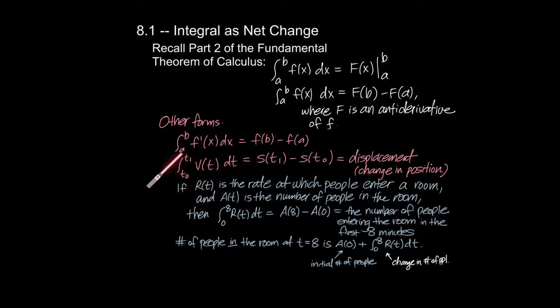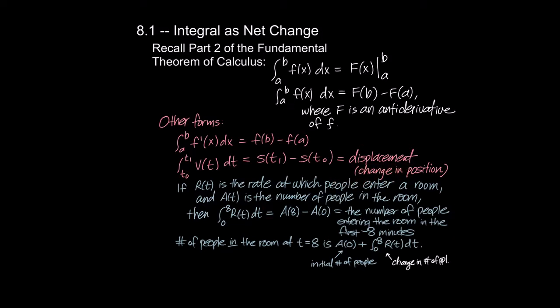If you take the definite integral of velocity, you should get position, because position is the antiderivative of velocity, and velocity is the derivative of position. And if you do s of t sub 1 minus s of t sub 0, that gives you the change in position, or what we call displacement.